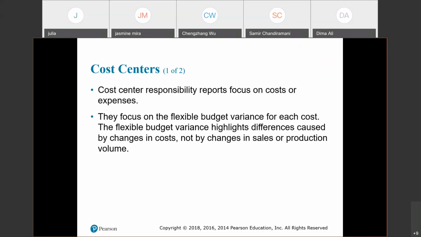Well, let's look at the difference between responsibility reports and performance reports. First of all, for the cost center.